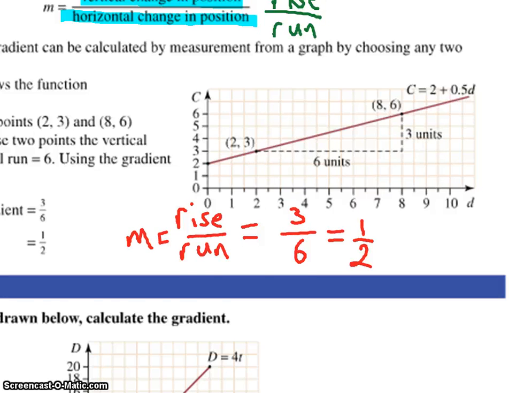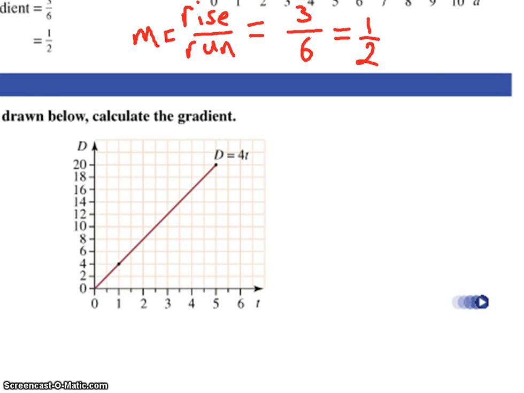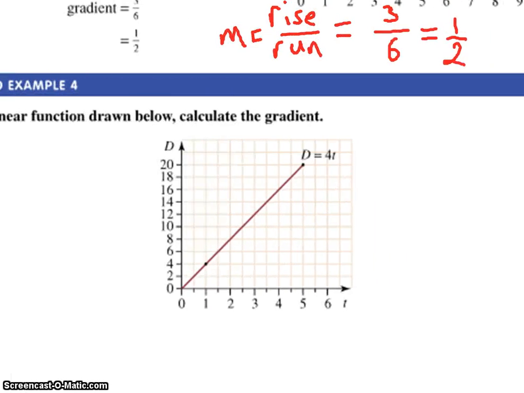Excellent. It's already written down. Most of these are already written down.